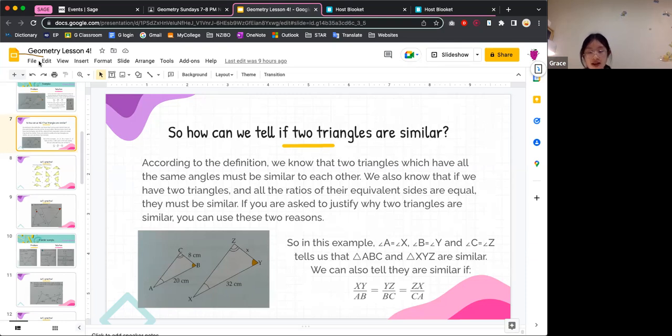So here, we see that angle A equals angle X, angle B equals angle Y, angle C equals angle Z. So that tells us the angles are all the same. And so they must be similar. Also the ratio. Well, here they didn't give you the numbers, so you couldn't have worked it out from this. But if they gave you the numbers, then you could have worked out that the ratios were all the same.